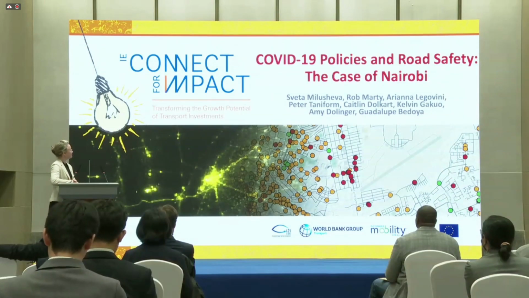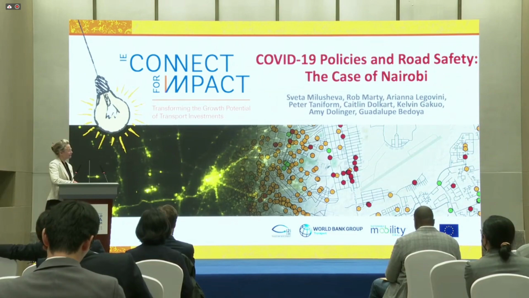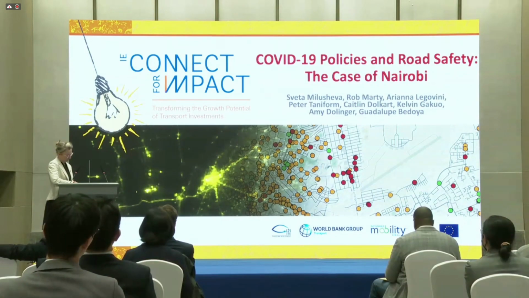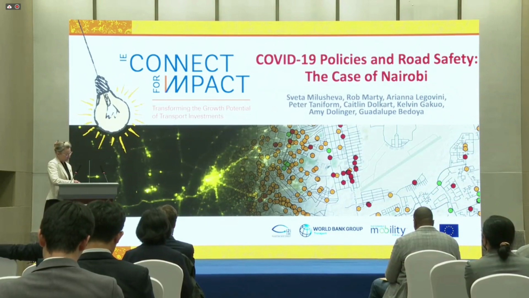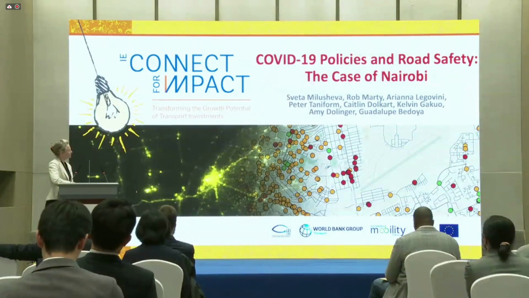Again, my name's Rob Marty, and this is a project that's focusing on the intersection of COVID-19 policies and road safety. As we know, COVID-19 mobility policies changed mobility patterns across the world. So this is looking at the downstream effects of how it impacted road safety. And we use a case study of Nairobi to look at the impacts of these policies, but I think a lot of the insights can be fairly generalizable across a lot of different contexts as well.